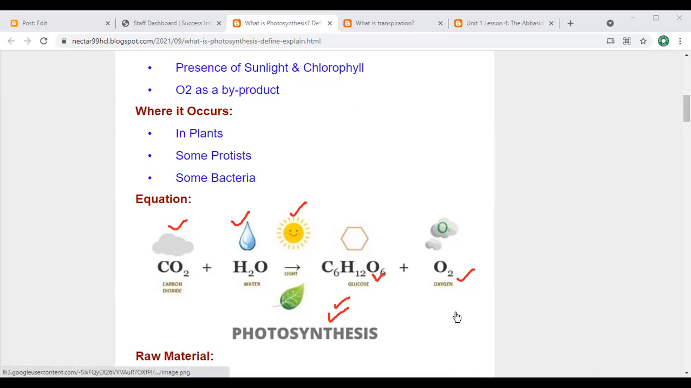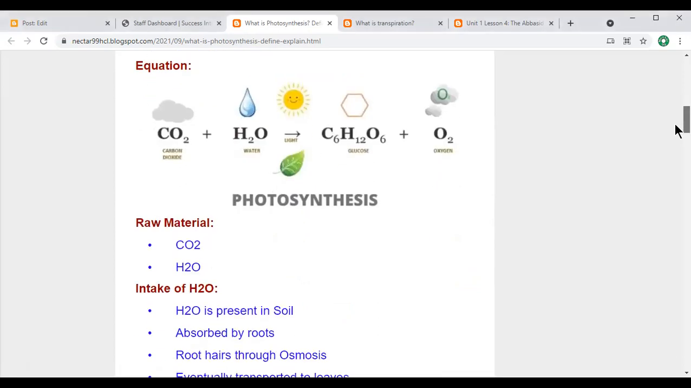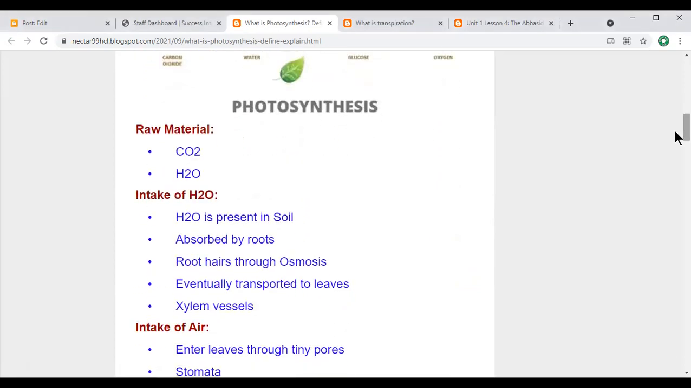Now, the next part of this lesson is to understand where this material comes from. Here I'm going to show you where the material comes from. Like raw material, for example, if you need rice or chicken, you need to go to a mall or some shops to buy these things. So how does a plant get these things? The raw materials are carbon dioxide and water. These are the two raw materials.